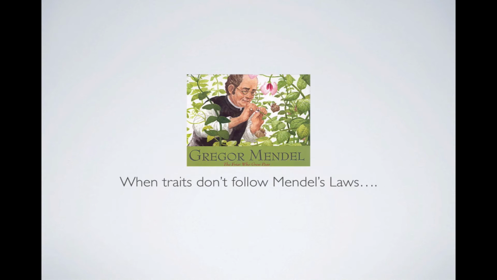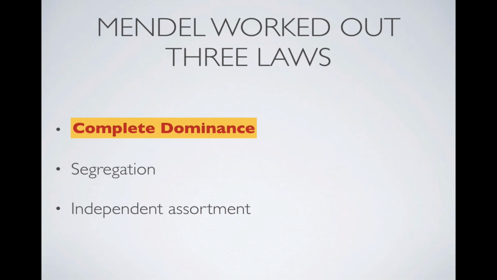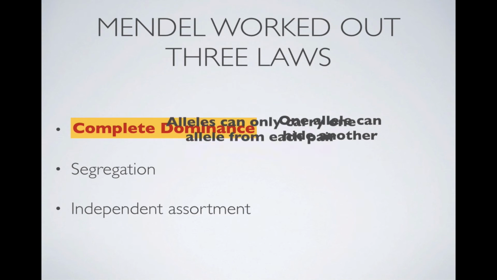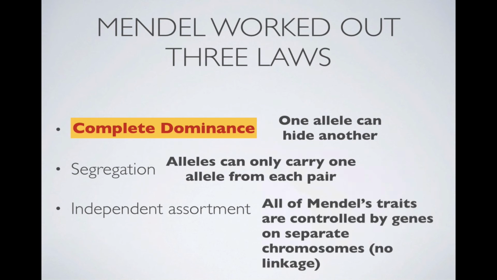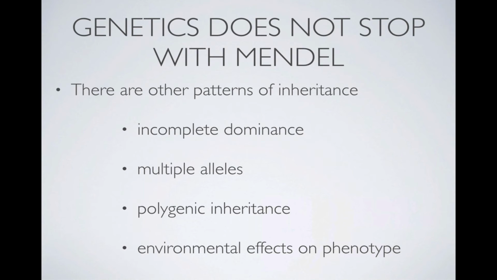Now, there are traits that don't follow Mendel's law of dominance. Mendel worked out these 3 laws, but not all traits follow them. Some people fault him for focusing only on the complete dominance that he saw in pea plant traits, but there are other things. So here's a summary of Mendel's 3 laws. But there are other things about genetics that do not follow Mendel's law of complete dominance.